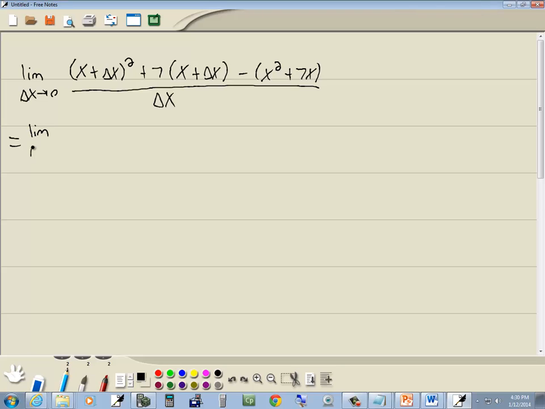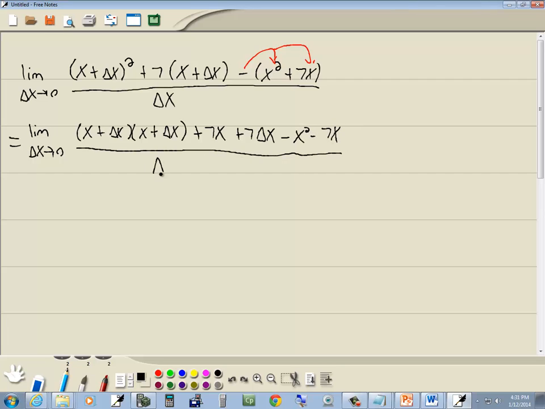So we got limit as delta x goes to 0. (x plus delta x) squared we can rewrite as (x plus delta x) times (x plus delta x). Here I'll multiply a 7 through. 7 times x is 7x. 7 times delta x is 7 delta x. And a negative out in front of your parentheses. Remember, flip the sign of everything inside. So we got minus x squared minus 7x, all over delta x.